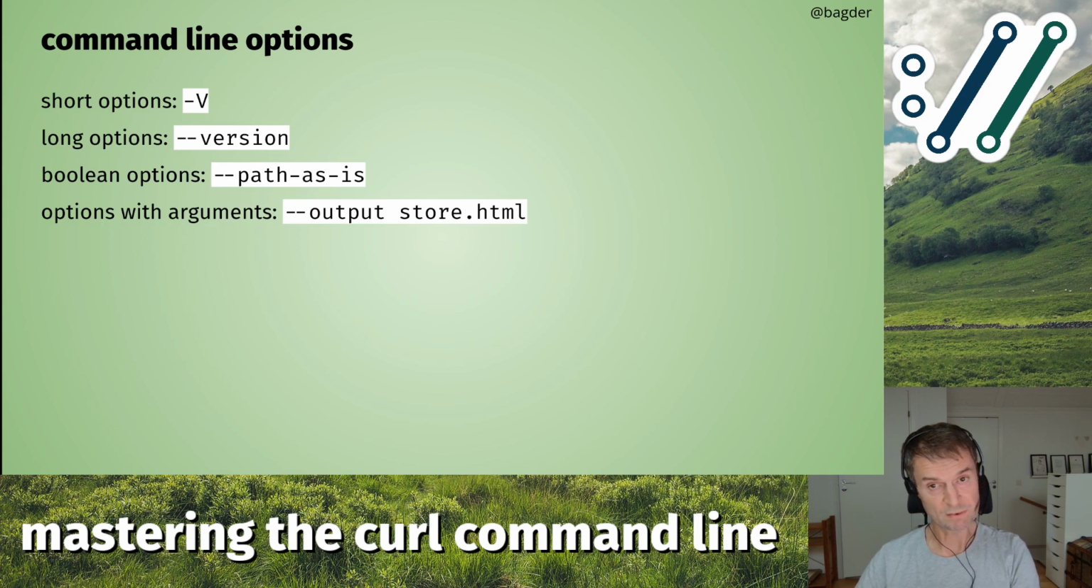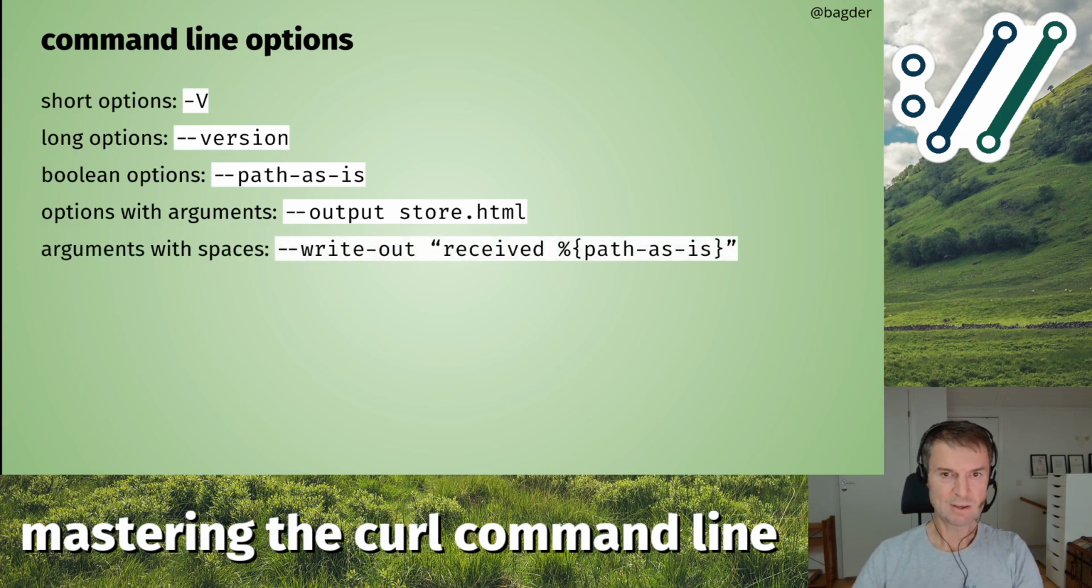Some of the options are not Boolean. They take arguments. Like when I want to store the output somewhere, we have this --output option and a space in between, and then the argument to the option. In this case, store.html is the argument to the output option. If you want to do them with spaces, you usually have to put double quotes around them, because otherwise the shell will do something else for you.